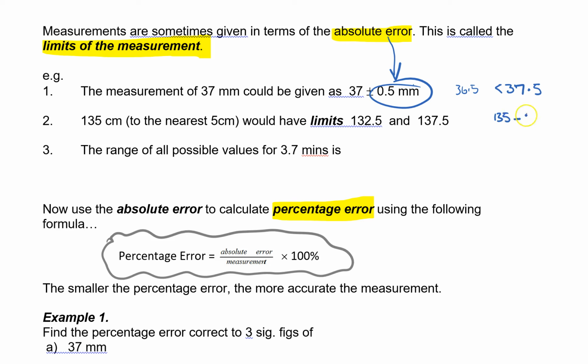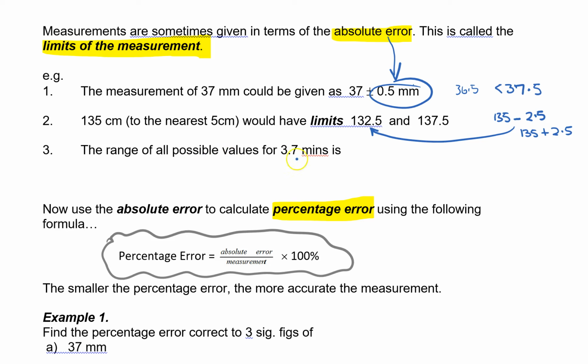135 has limits of 135 minus the 2.5, which takes you down to 132.5. Please take your calculator and check these. Pause the video if you need to, just so that you know where these numbers have come from. And 135 plus your 2.5 to give you 137.5.